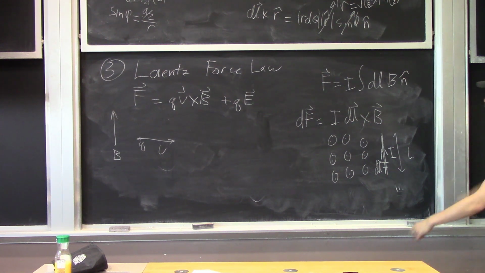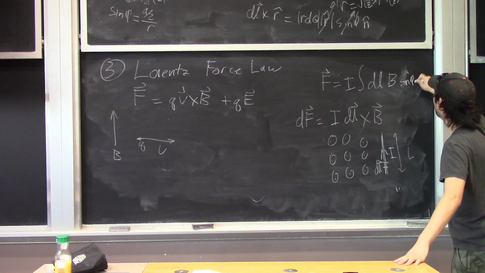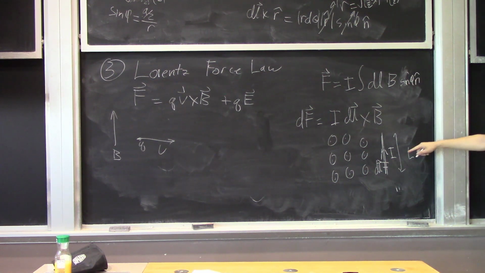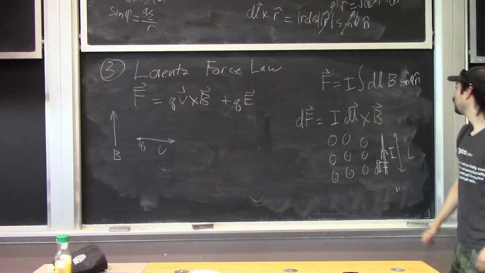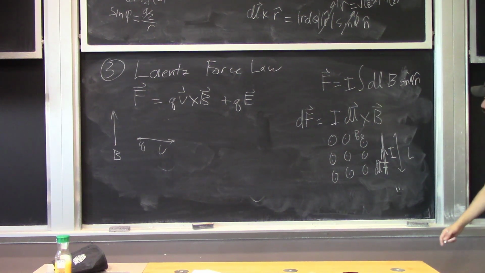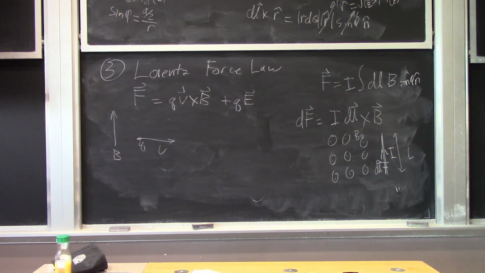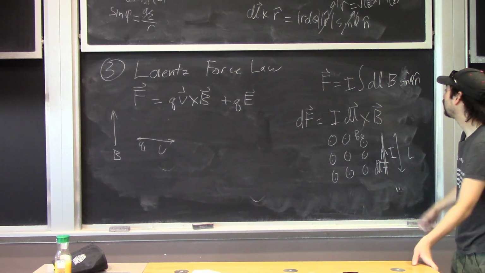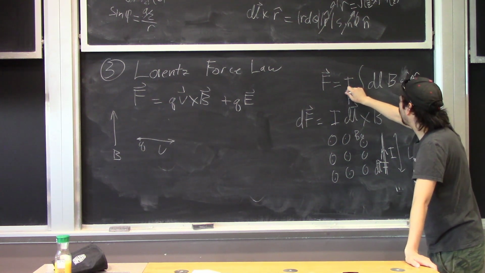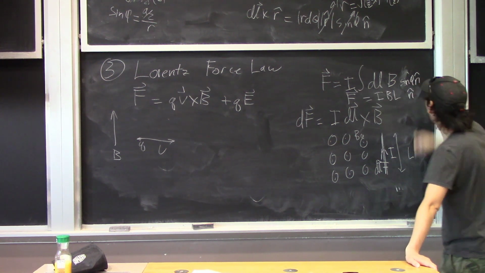But really there should be a sine of the angle here, so this is sine of phi n hat. In this particular case, sine of phi is 1, and n hat points to the right. B here, for this example, is just a constant that comes outside the integral. So in the special case where you have a constant magnetic field such that it doesn't vary with the same variables as dl, then this is just F vector is equal to I times B times L times n hat.